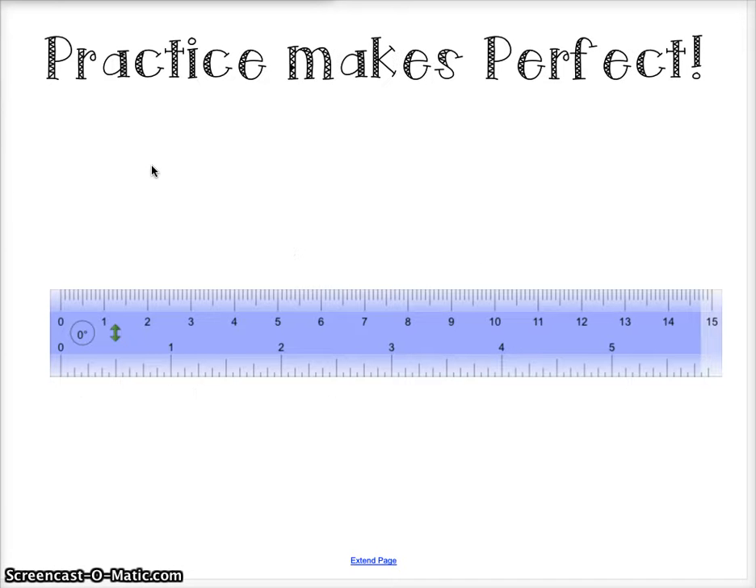So as we work today, third graders, practice makes perfect. If you are frustrated as we're working, or if you are not confident in your use of a ruler, that is why we are practicing.